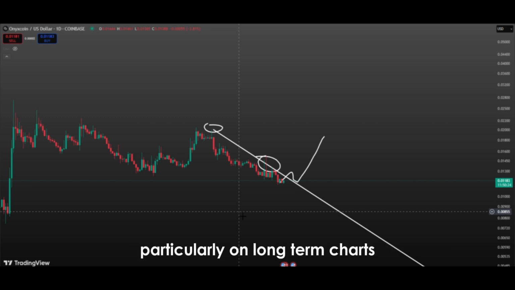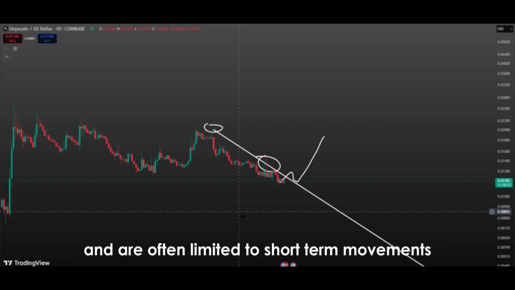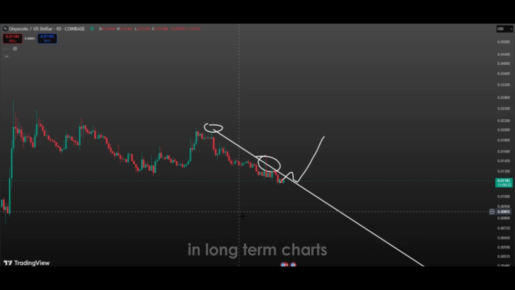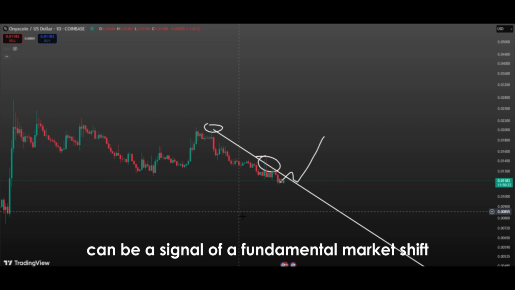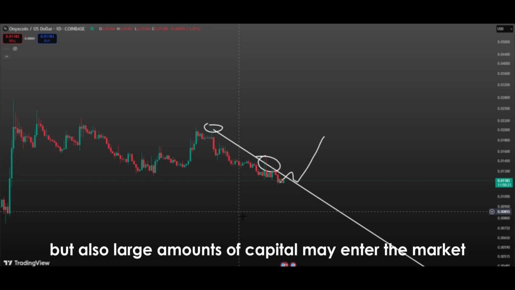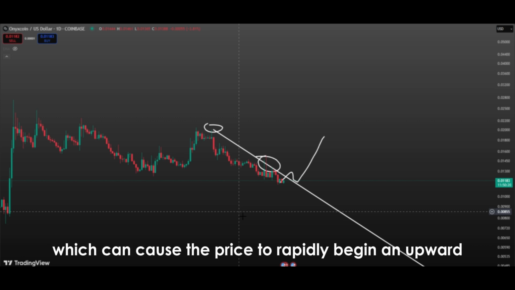Particularly on long-term charts, such as daily or weekly timeframes, the breaking of a downtrend carries far greater significance. Because downtrends in shorter timeframes are broken more frequently and are often limited to short-term movements. However, the breaking of a downtrend that has persisted in long-term charts can be a signal of a fundamental market shift. This is why major investors, funds, and institutional buyers closely follow such major trend breaks. When such a breakout occurs, not only retail investors but also large amounts of capital may enter the market, which can cause the price to rapidly begin an upward rally.